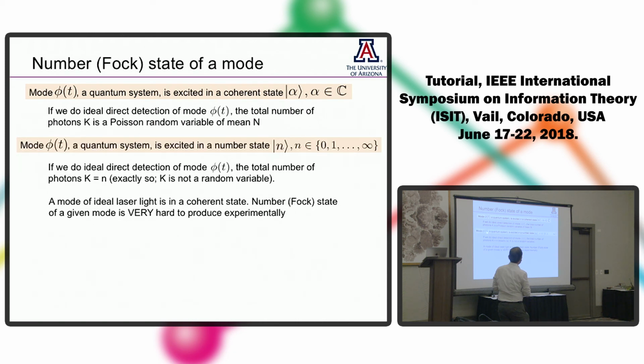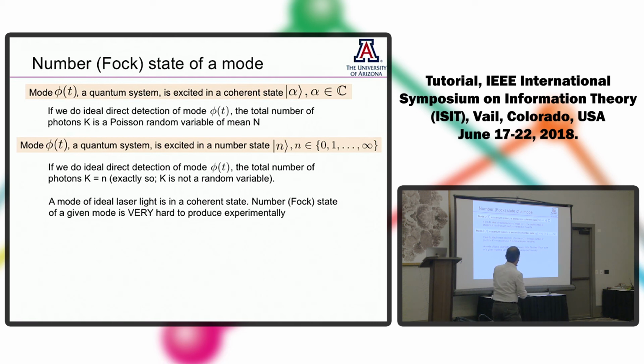But then phi(t) could also be excited in a number state. And a number state is a highly non-classical state, and it's very hard to generate. So remember, I just told you a little while back that it's impossible to give you that square pulse and say that there are exactly 10 photons in it. But in principle, it is possible. You can generate a mode with a fixed number of photons in it. And you can definitely do that for single photon states, and there are many experimentalists working on that.